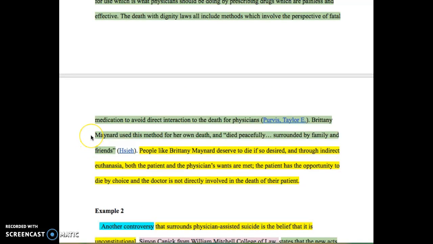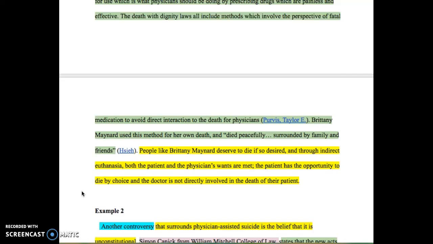So to conclude this paragraph, we're back in the writer's own voice here in the highlighted. So he's beginning the paragraph and ending the paragraph in his own voice. People like Brittany Maynard deserve to die if so desired, and through indirect euthanasia, both the patient and the physician's wants are met. The patient has the opportunity to die by choice, and the doctor is not directly involved in the death of their patient.